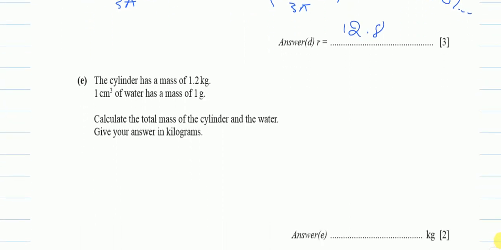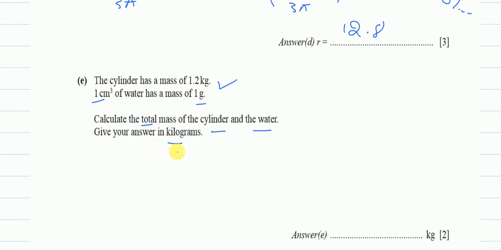Final part is part E. The cylinder has a mass of this much. The water has, okay, they have given you the conversion. Calculate the total mass of the cylinder plus the water. That seems pretty simple for 2 marks. Give your answer in kg.